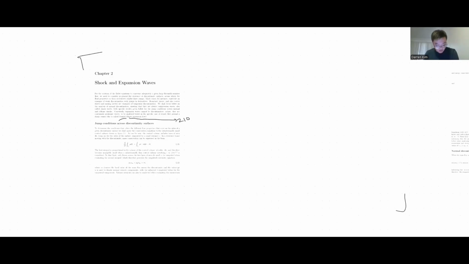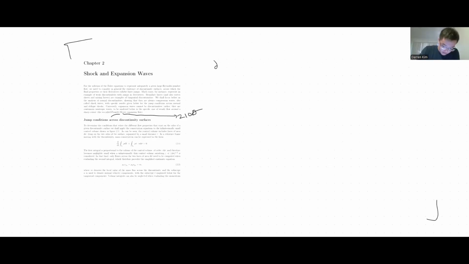Jump conditions across the specific surface determine the conditions that relate the different flow properties that exist on each side of a given discontinuous surface. We shall apply the conservation equation to an infinitesimally small control volume shown in figure 2.1. I don't remember what that theorem is called, so we're going to have to remember it here.